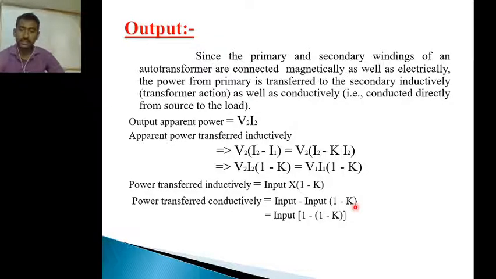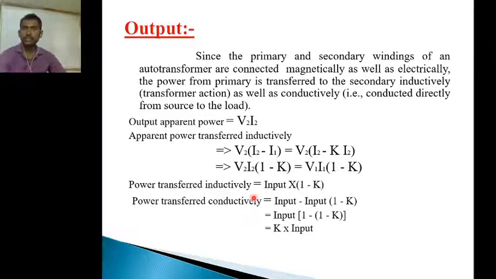So what is the power transferred conductively? Conductively means we remove the inductive part from the input. Then we get conductively: input minus input into (1 minus K). So 1 minus (1 minus K) equals plus K, that is equal to K into input. So the power transferred inductively is input into (1 minus K), and the power transferred conductively is K into input.